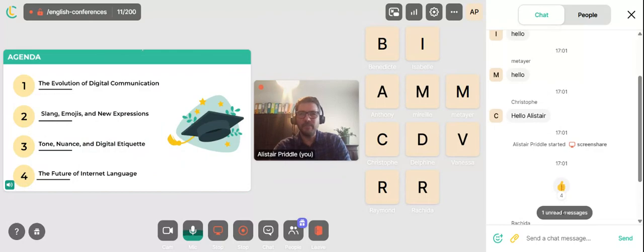So number 1, the evolution of digital communication. Number 2, slang, emojis, and new expressions. Number 3, tone, nuance, and digital etiquette. And lastly, number 4, the future of internet language. Okay, well, let's get started and have a look at number 1.